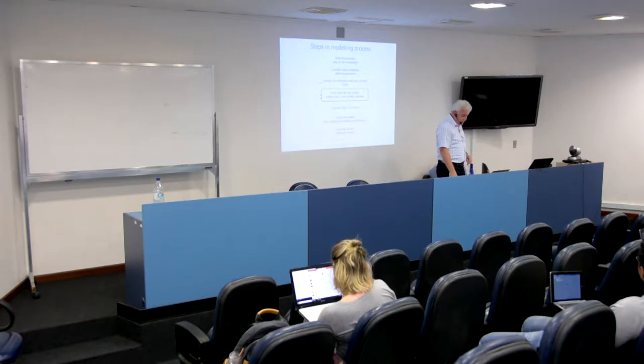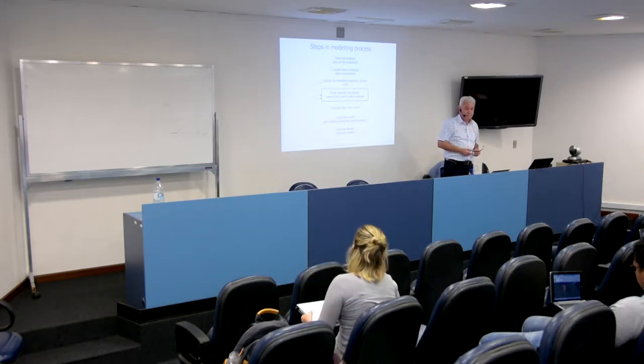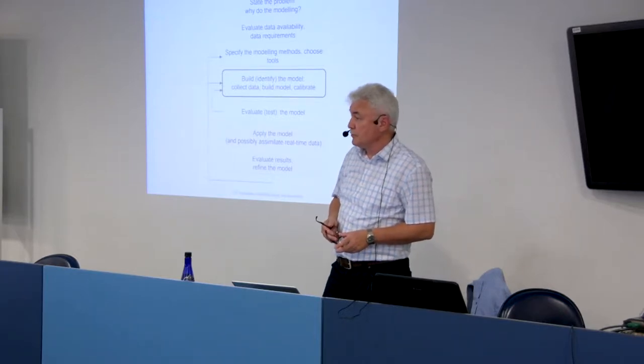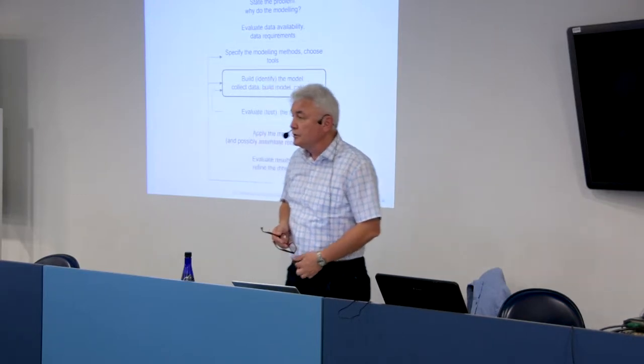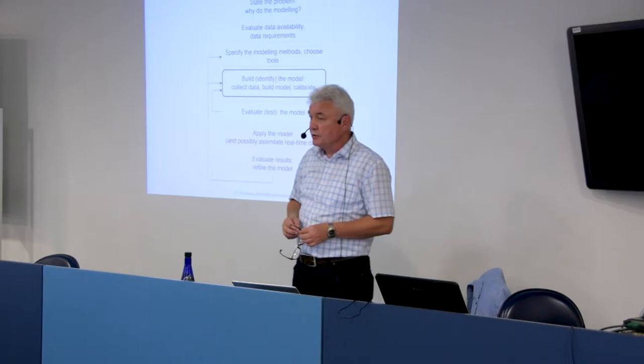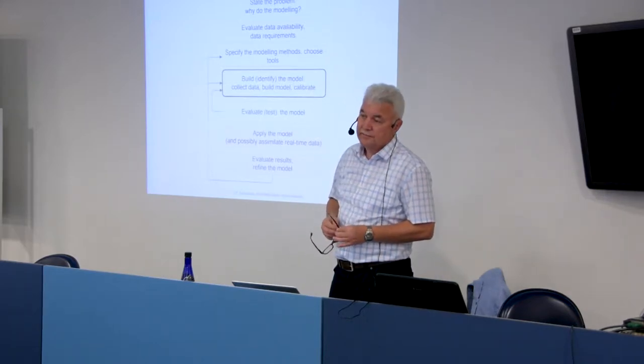So what are the steps then in the modeling process as a whole? So first, we state the problem. And again, you should spend enough time on stating the problem. What is your problem, actually? What do you want to model? Why do you need modeling? Maybe you don't need modeling. If you need it, what type of modeling? You have to state the problem. That's important. Then you look at data.